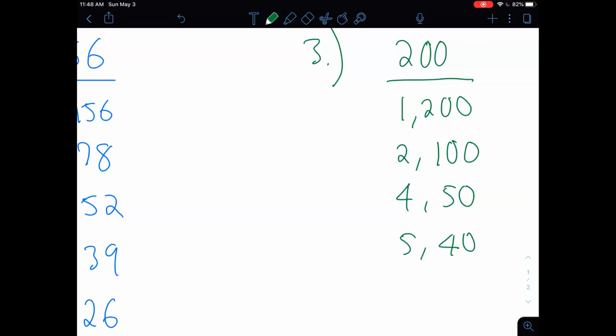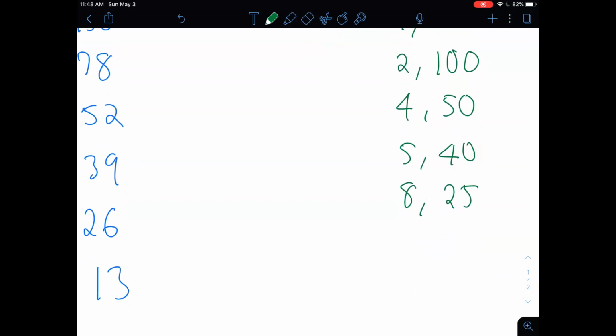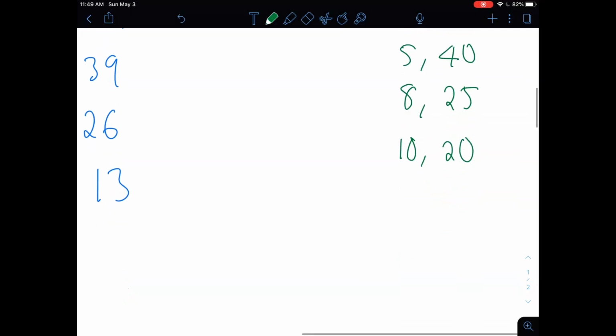200 divided by 6 is a decimal, so not going to work. 200 divided by 7 does not work. 200 divided by 8 is 25. 200 divided by 9 does not work. 200 divided by 10, what do you think? Is that going to work? Yeah, ends in 0. It's going to be a number that works. So we got 10 and 20. 200 divided by 11. Nope.